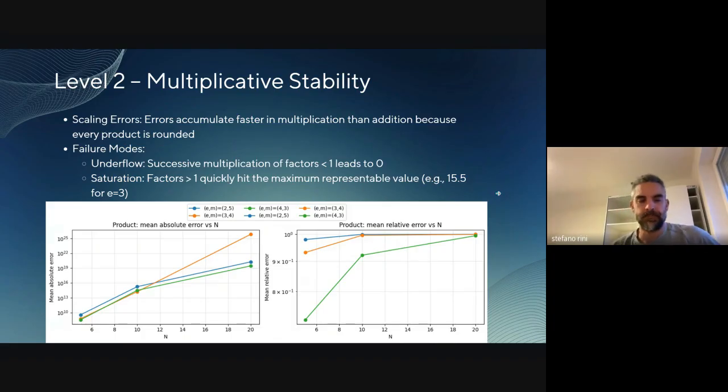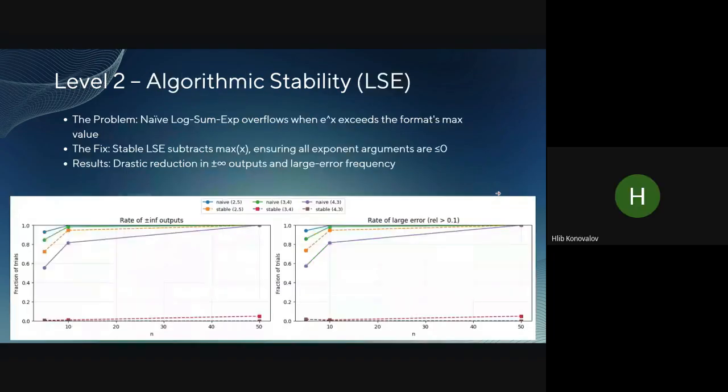Yep. So our final test was the log sum exponent function. The naive way fails nearly 100% of the time in 8-bit because exp(x) grows too fast. However, by using a mathematically equivalent stable version that subtracts the maximum value first, we prevent overflow entirely. This demonstrates that even with extremely poor hardware like 8 bits, we can achieve usable results through numerically stable algorithmic design.